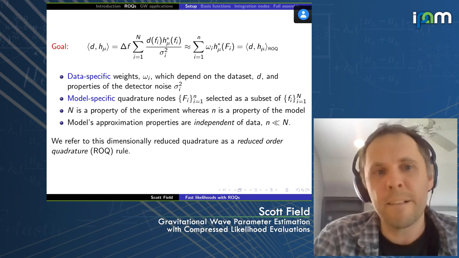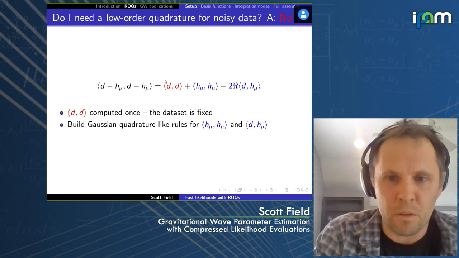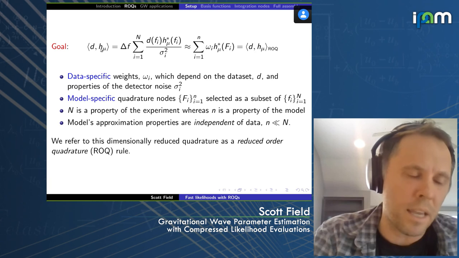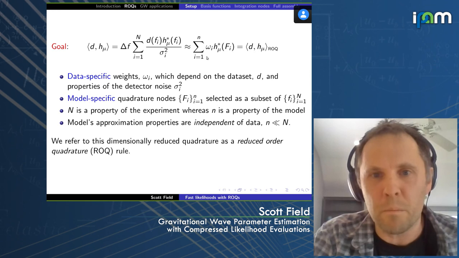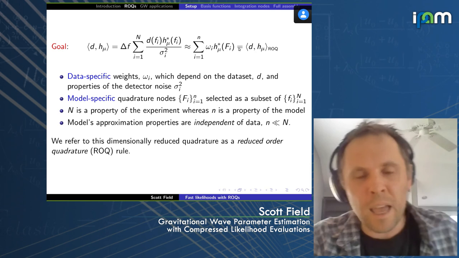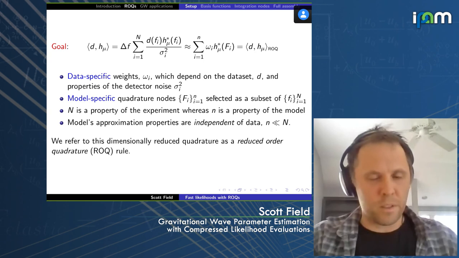So here's really the goal. Notice here there are three terms. We're going to really focus on the last one, the most interesting one, the overlap between the data and the model. That's just given by this expression again. What we're hoping to do is replace it by another sum over evaluations of the model, but not at the original frequency points, at a subset you're selecting from the full set of discretely sampled frequencies.